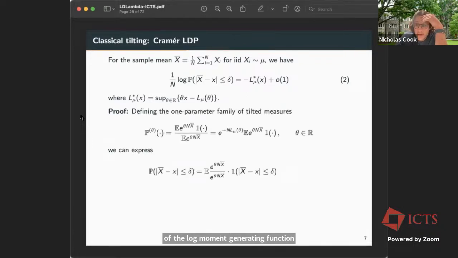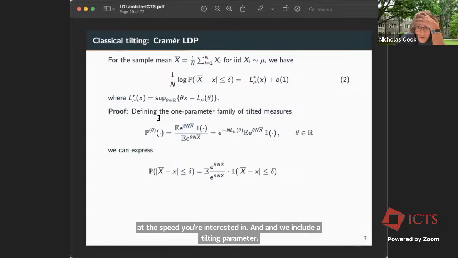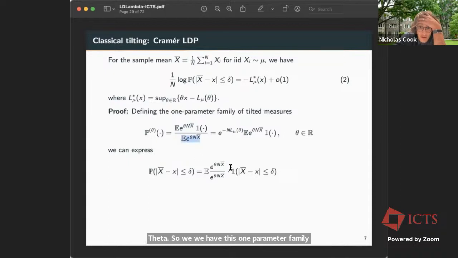So the proof you can say pretty quickly. The key is to consider tilted measures: to tilt the probability measure, to reweight it by an exponential factor. So the exponential of the variable you're interested in, at the speed you're interested in, and we include a tilting parameter theta. So we have this one parameter family of tilted measures. And this normalization, because these are IID with common distribution, you can express in terms of the Laplace transform. So in terms of these tilted measures, you can re-express the thing you're interested in. This step is obvious. I'm just multiplying and dividing by the same thing.